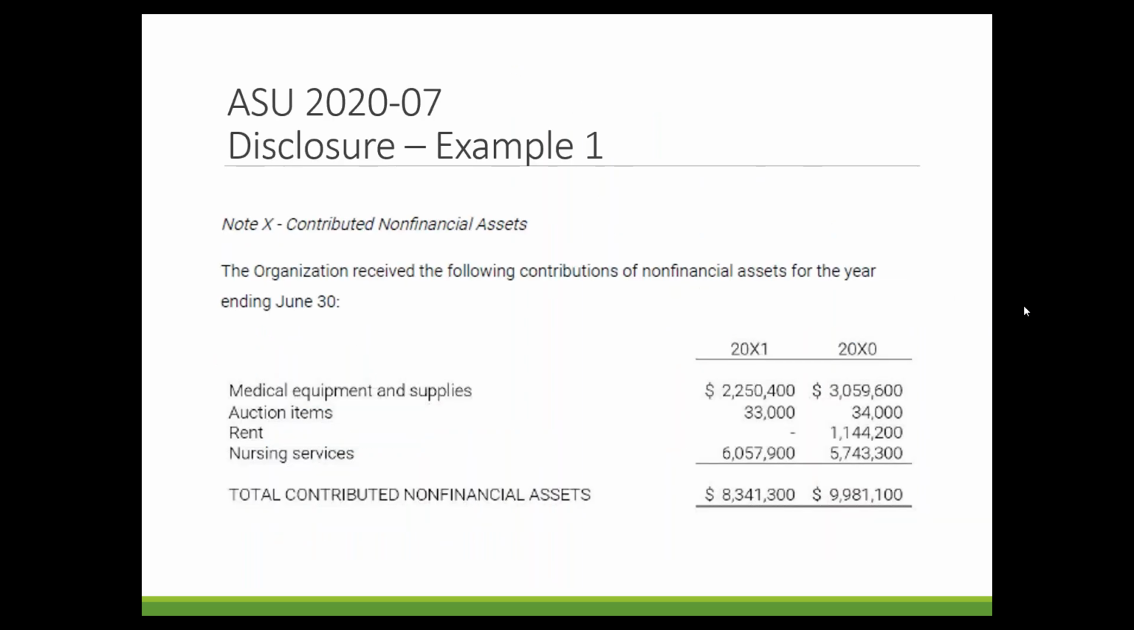Here's an example of what the note could look like. You're just breaking it down more than the categories, if you didn't want to do it on the face. You're just saying you get medical equipment, supplies, auction items, rent, nursing services. Just keep in mind that this total contributed non-financial assets needs to match that line in your statement of activities.